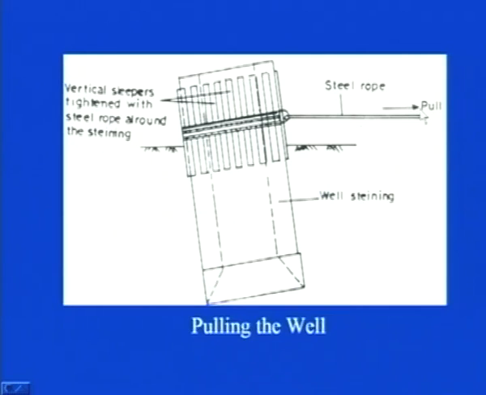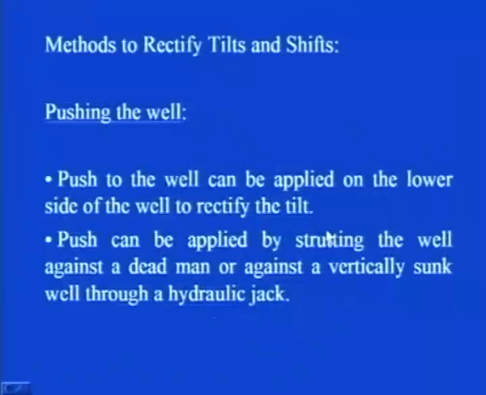Once the pull is applied, the well steining will have the tendency to move in this direction, which will rectify the tilt that has occurred in this direction. It should have gone vertically in this direction. So you have to provide a pull in this direction so that it can resume the vertical position. That means it can rectify the tilt and the shift if it has occurred at any stage.